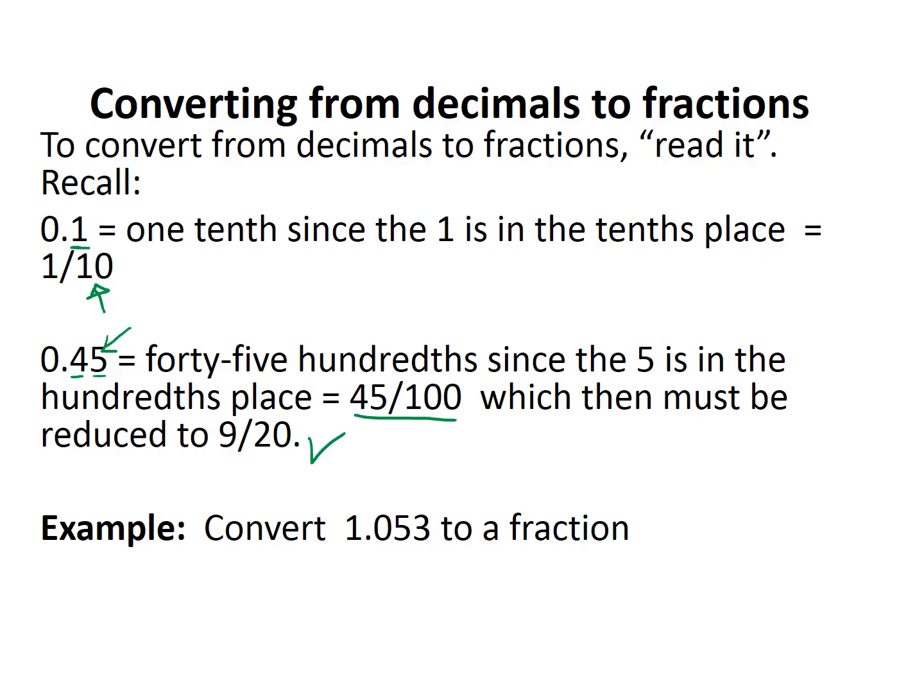So convert 1.053 to a fraction. So we have 1 is the whole number part, and then the 0.053, we locate the place value of the last digit. It's tenths, hundredths, thousandths. So this right here is 53 thousandths. And then you're done because 53 is a prime number, so it will not have a common factor with 1,000, but you should always check if your fraction reduces. That is the end of section 5.3.